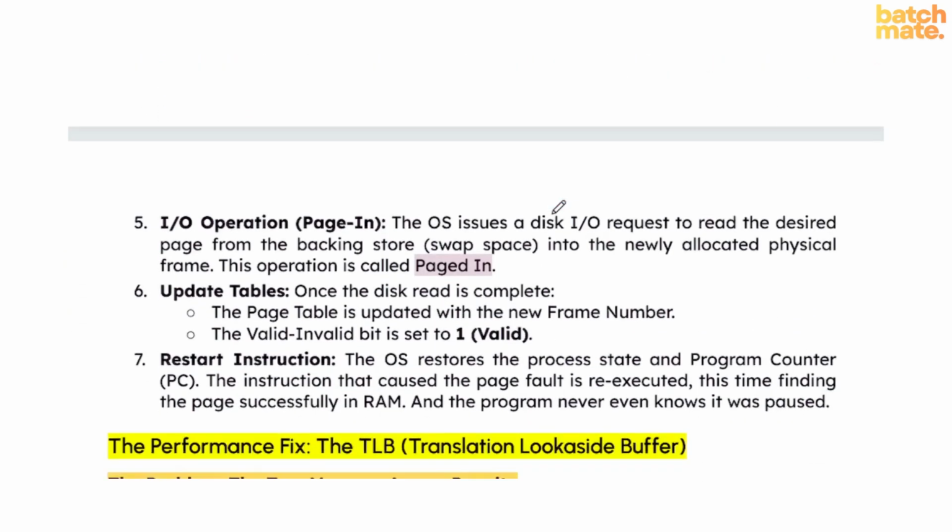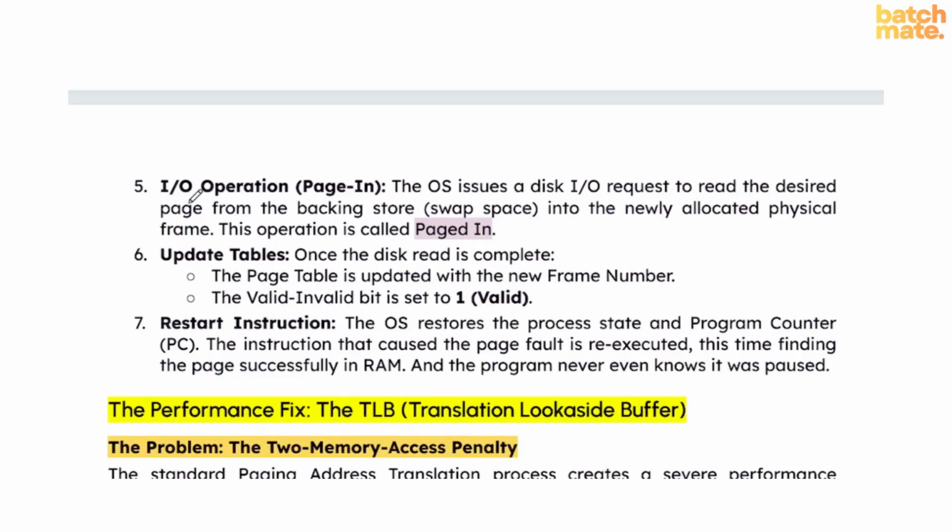Okay, now, after finding a free frame in RAM, the OS issues a disk I/O request to read the desired page from the backing store into the newly allocated physical frame. This operation of loading the page into a frame is called page in. Now, once the disk read is complete, the page table is updated with the new frame number and the valid bit is set to 1.